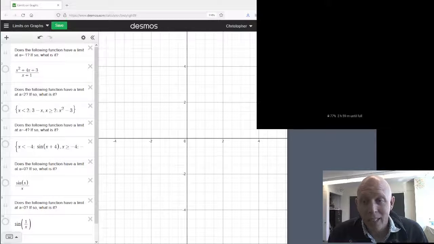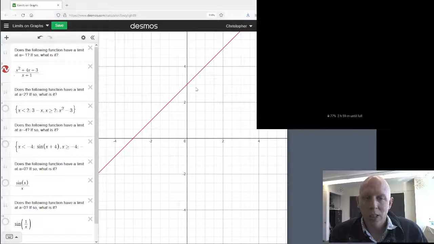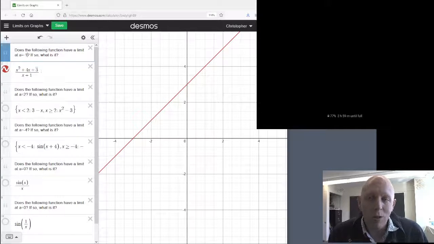Hi, welcome back. Now that we've gained some intuition about a generic function, let's also gain some intuition about limits from graphs of functions. So let's look at this example here. Right now, let's not be concerned with what the actual equation is, but instead let's ask the question, does this function have a limit at a equals -1?